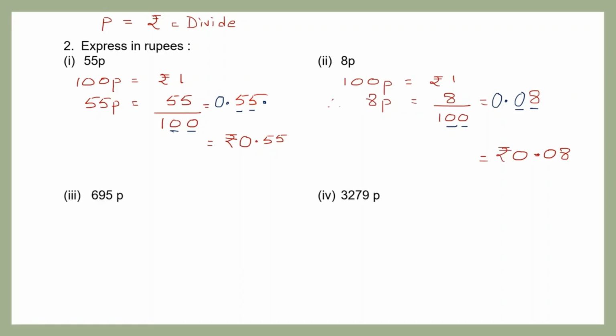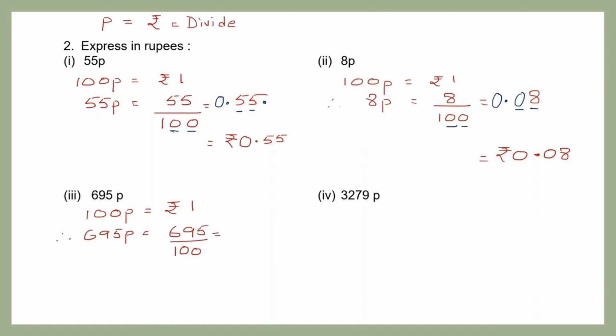Next question, third one, 695 paise. So let's start again. 100 paise make 1 rupee. Therefore, 695 paise will be 695 divided by 100.